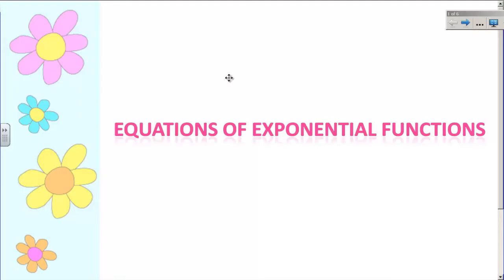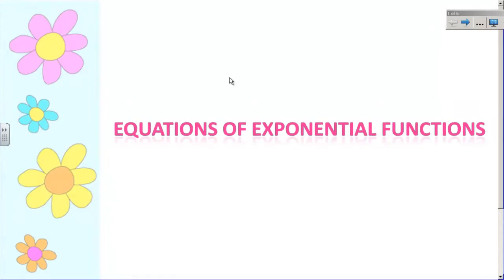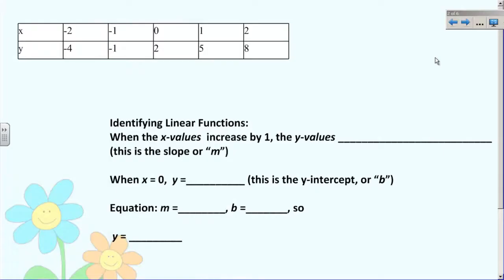So let's talk about how to write the equations of exponential functions. It's very, very simple. It's a lot like writing the equations for linear functions or any of the other kinds. So we're going to first review linear and how to recognize linear functions so that we can know the difference between a linear and an exponential.